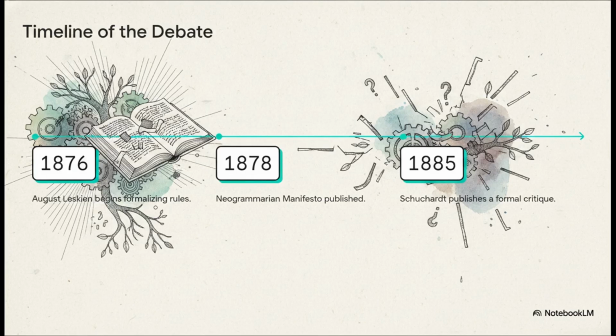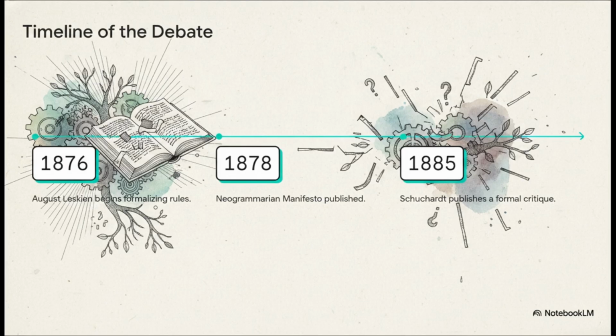Early linguists were working on Proto-Indo-European reconstruction. Basically, they were trying to reverse engineer this massive family tree of languages to find their unrecorded ancient ancestor. But to be taken seriously as a hard science, they needed concrete, mathematical-style rules.